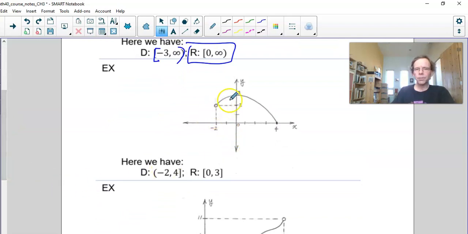All right, how about this little hump-shaped piece of curve here? This is some relation.